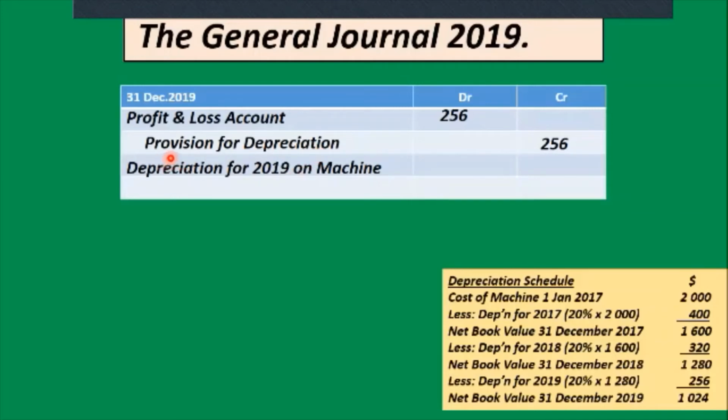Okay, so this is a new account that you have learned here. We have never seen that before. It means we are setting aside money for the loss in value, the depreciation, and we are taking the money out of our profit and loss. So the loss in value of our asset is taken care of, accounted for.